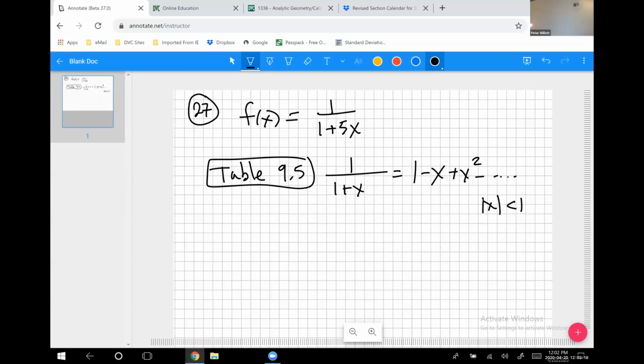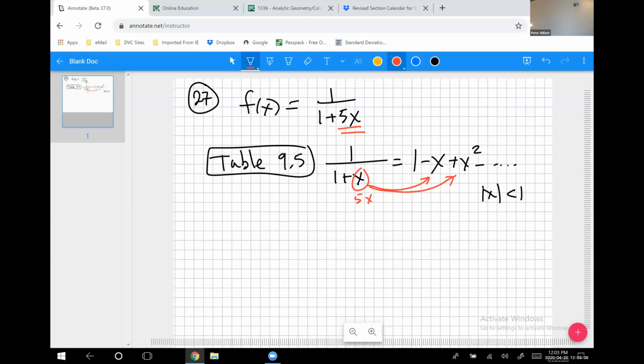So what we want to do is use this, but now instead of an x, we have a 5x. So that means every place that this had an x, we would swap it out with a 5x and put those into each of those positions to get our new series. So this table is really, really handy to do a lot of problems. So in this case, that would give us that 1 over 1 plus 5x is equal to 1 minus 5x instead of x, plus 5x squared minus 5x cubed, etc.